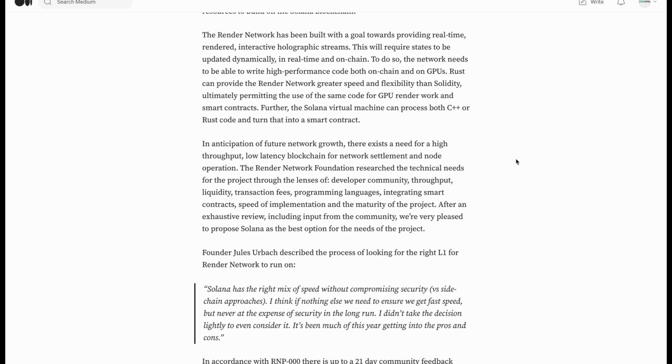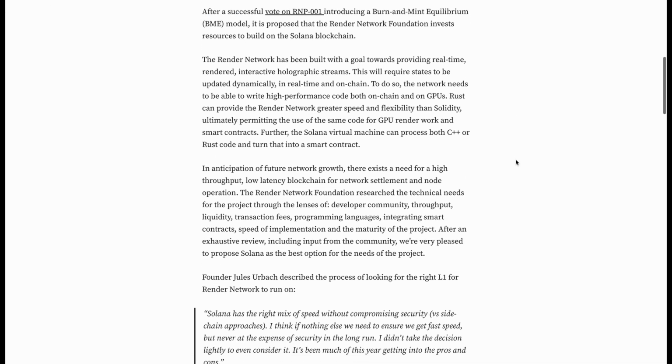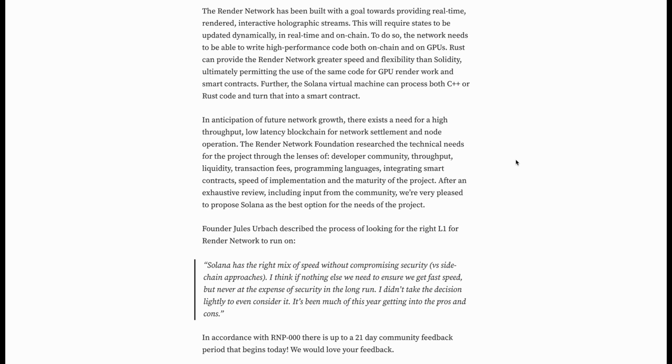Number six, Solana Virtual Machine. The Solana Virtual Machine is used by the Render network to process code in a language like C++ or Rust and turn it into smart contracts. This highlights the technical infrastructure that enables the BME model to function effectively within the network. In summary, the technology choices made by the Render network, particularly the use of Rust and the Solana virtual machine, relate to the BME model used for the token network. These choices are aimed at achieving high performance, consistency and efficiency in both rendering and token economy within the network.